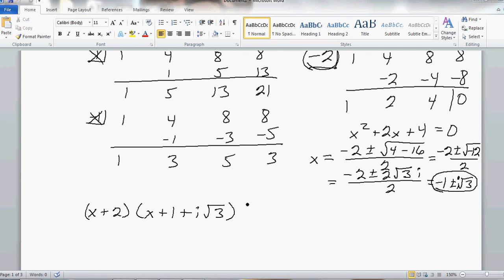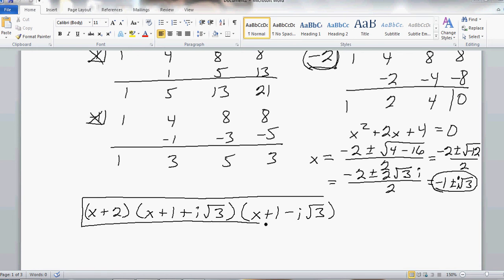And of course, the conjugate will be as well. Now be very careful. It's x minus this whole thing. That's why the minus 1 became a plus 1. Be very careful when you do this final step. But here is that final answer. We have a product of linear factors.